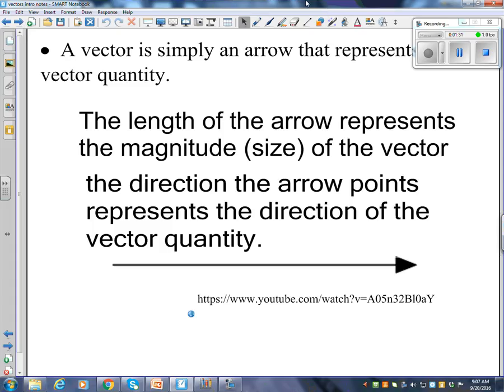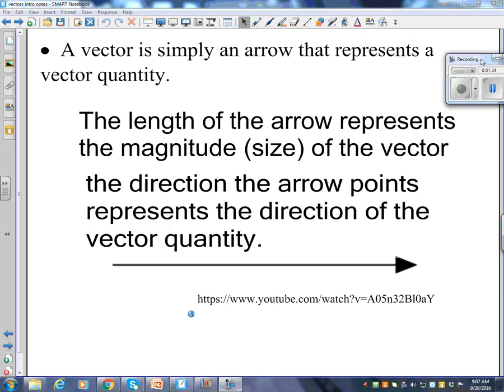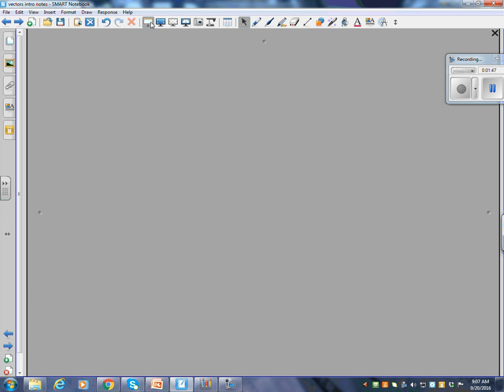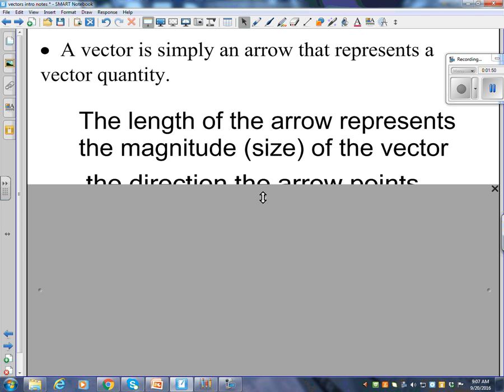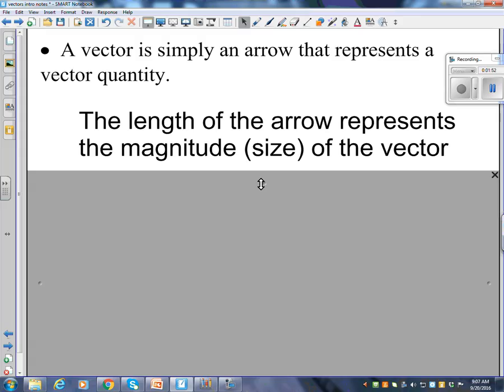Okay, you have a handout, right? Excellent. So a vector is simply an arrow that represents a vector quantity. I kind of cheated a little bit there, right? A vector is simply an arrow that represents a vector quantity. Now, what is a vector quantity? On the top of the handout, where it says a vector is, the vector itself is the arrow, but it's a model for a vector quantity that you can't see.